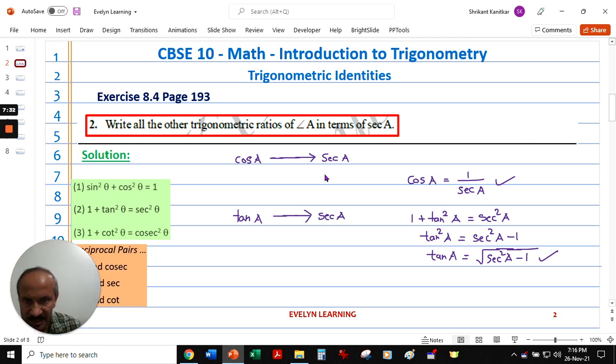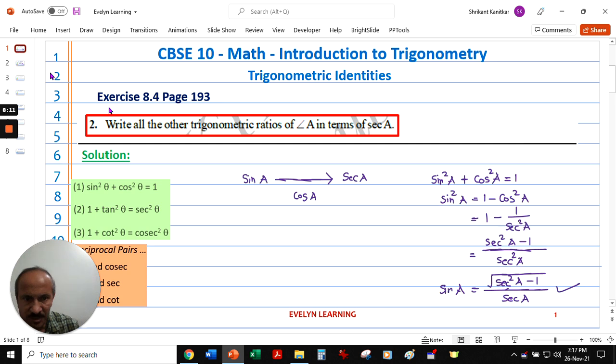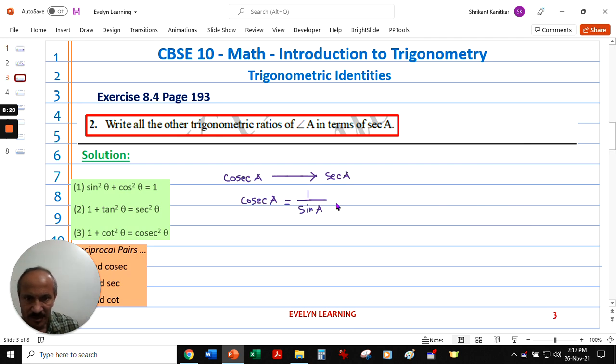So this is my answer for tan A in terms of secant A. This is my answer for cos A in terms of secant A. And there is my answer for sin A in terms of secant A. So the first three trigonometric functions are already represented now in terms of secant A, that's sin A, cos A and tan A. Once we cover the three primary trigonometric ratios, the remaining ratios to be expressed in terms of secant A, that's very easy.